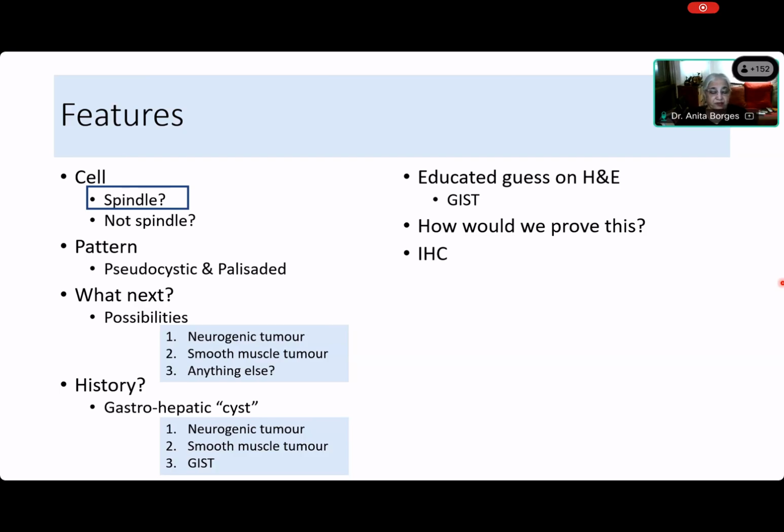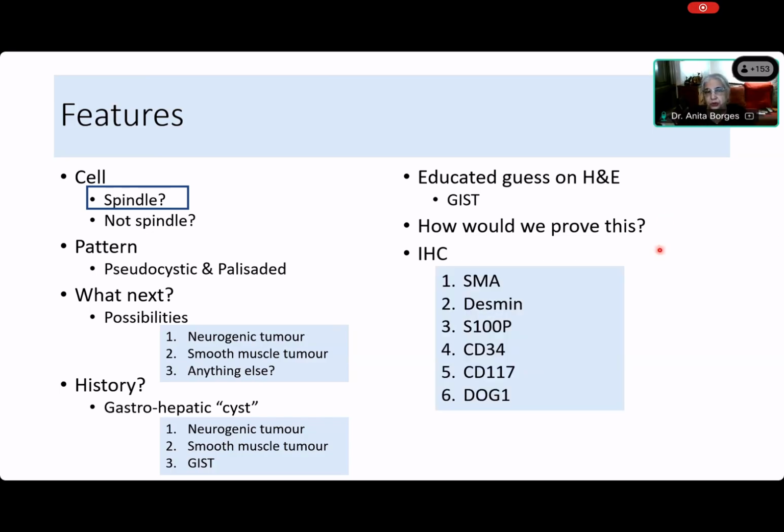What did I tell you when you are investigating any mesenchymal tumor? What should you do? You should do SMA. Yes. So SMA, S100, and because you thought of gastrointestinal stromal tumor, you should add CD117 and DOG1. We got so much echo today.